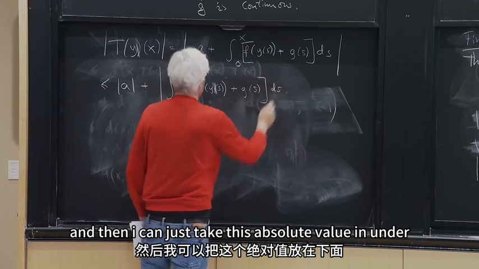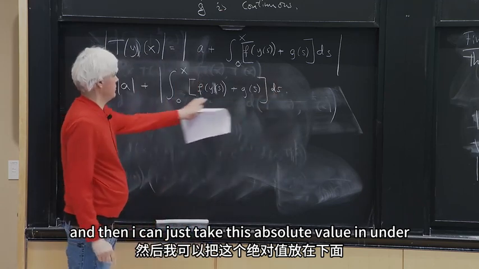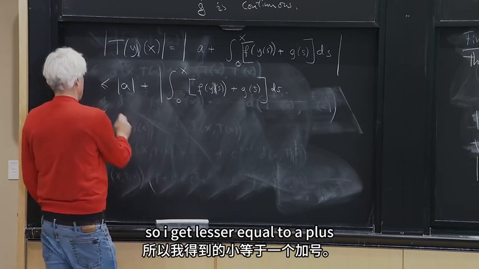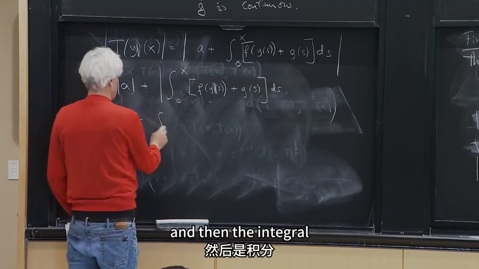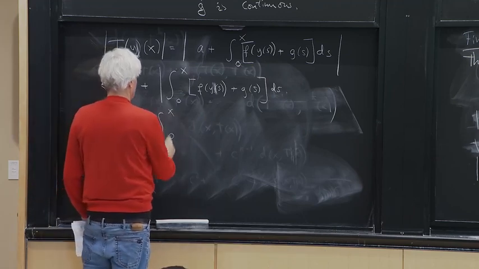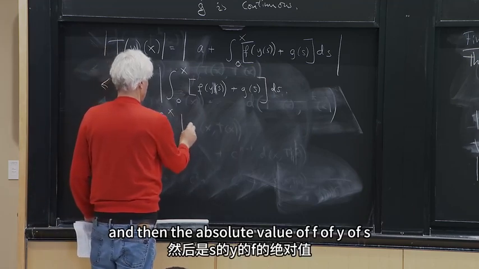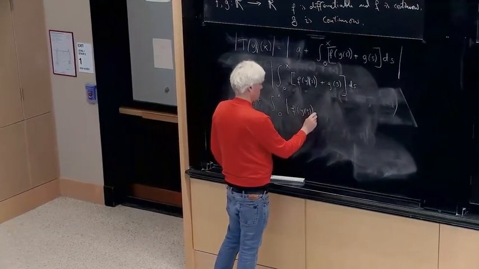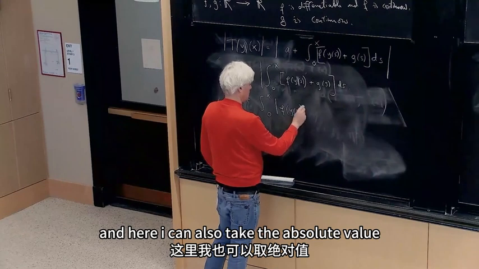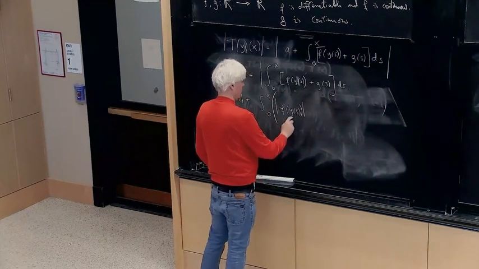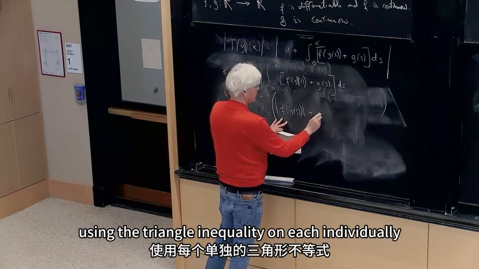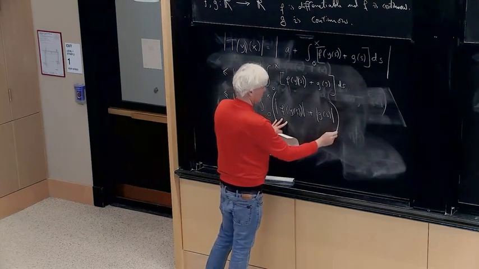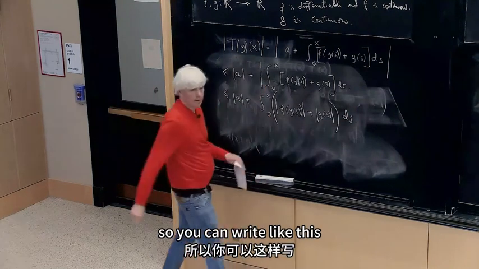And then I can just take this absolute value inside, so I get less or equal to |a| plus the integral, and then the absolute value of f of y of s. And here I can also take the absolute value using the triangle inequality on each individually. So I can write it like this.